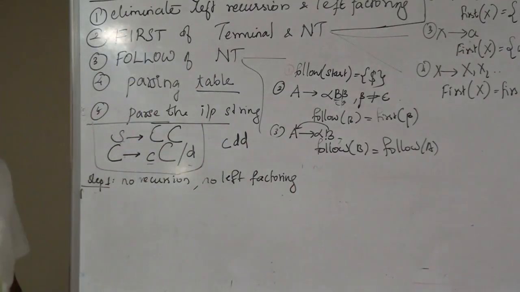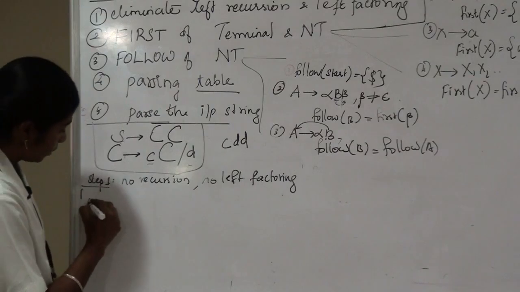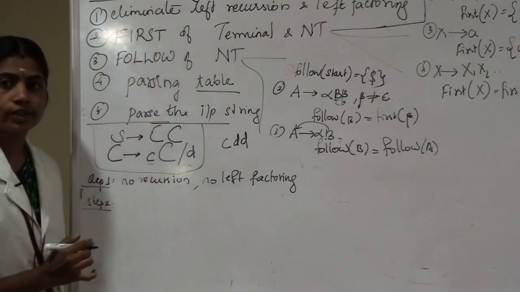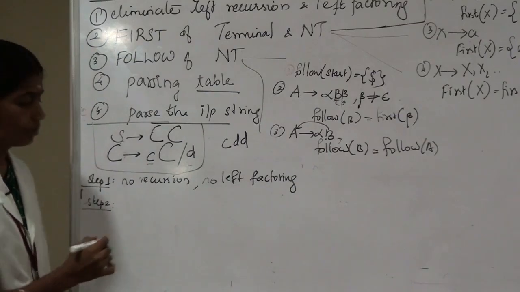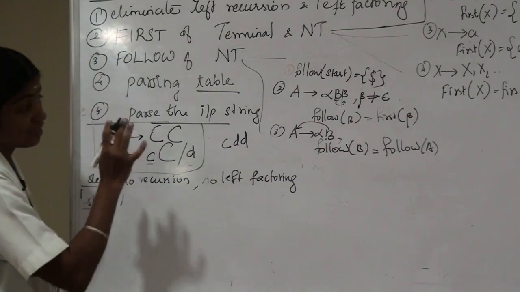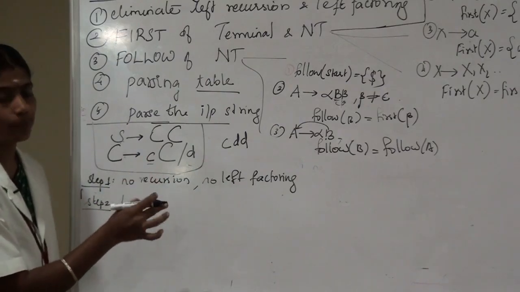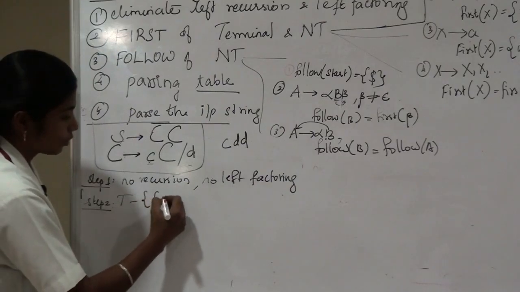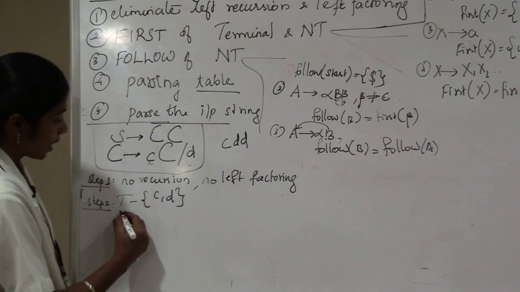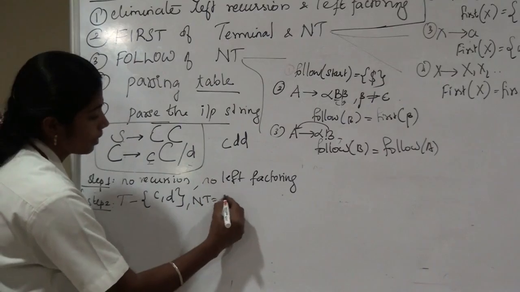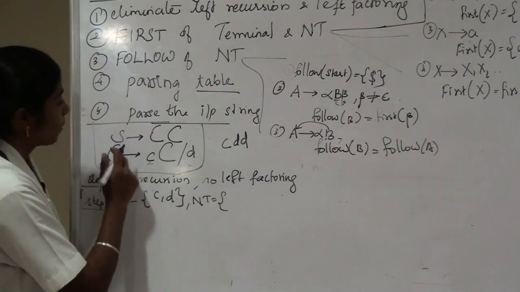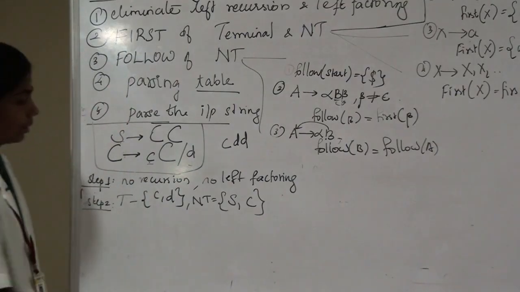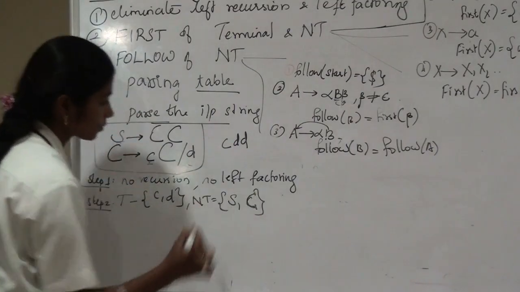No left recursion and no left factoring. And step 2. Step 2 is you have to find the first position for all terminals and non-terminals. So first we have to classify what are the terminals and non-terminals in my problem. So what are my terminals in my problem? Small c and capital D are my terminals, and about non-terminals, in my given grammar, capital S, comma, capital C. These two are non-terminals, right?